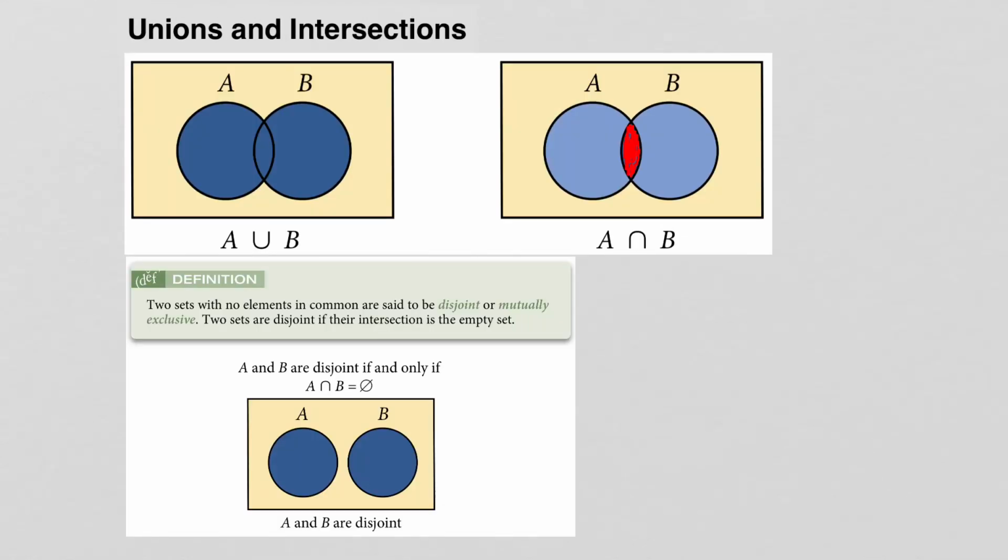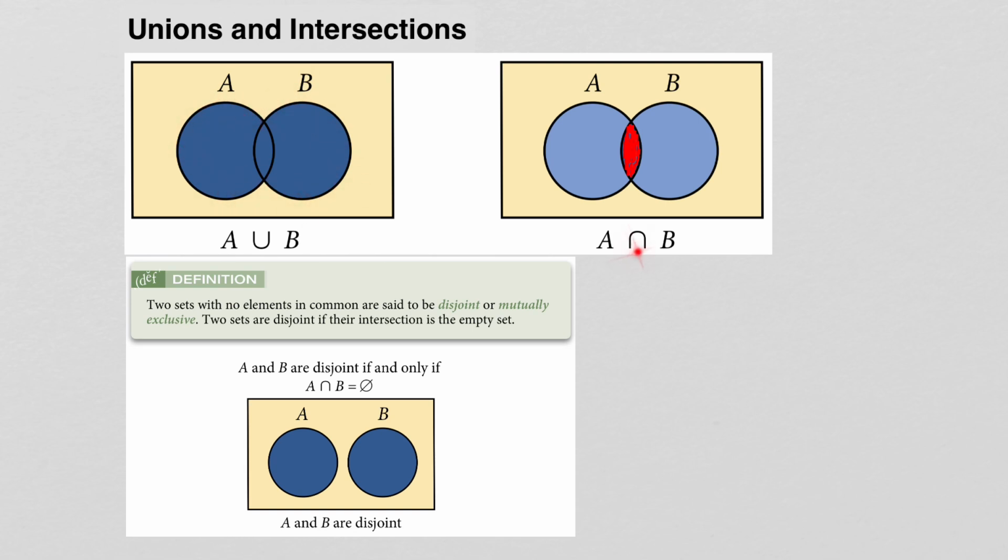Let's talk about unions and intersections. So the union of two sets, which is denoted by the symbol U that you see here, the union is simply all of the elements that are either in set A or in set B. So it's like you're joining the two sets together.